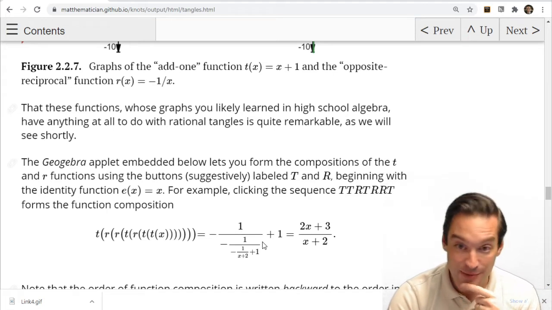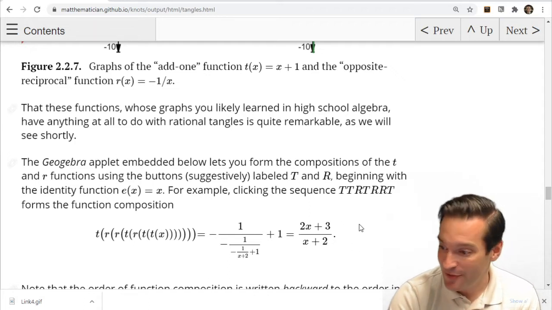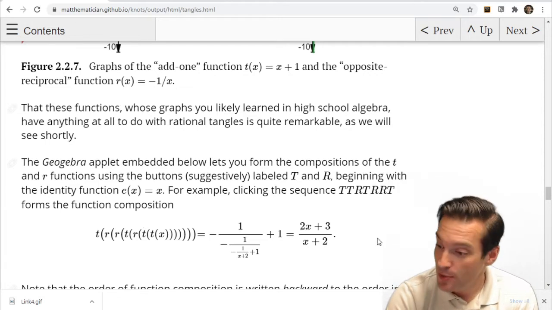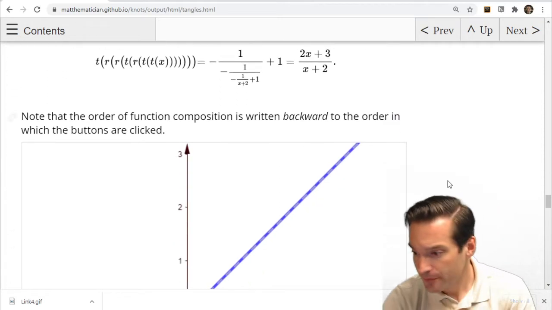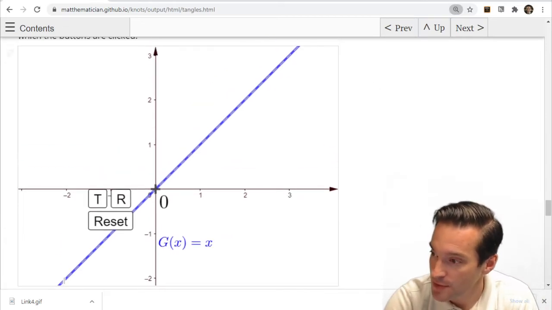If, again, we assign a problem to our AP calculus students, simplify this into a single rational expression, they can simplify it to 2x plus 3 over x plus 2. But the point is how it was constructed. The point is not so much what the function was. So I have a widget here. It's in our textbook page.